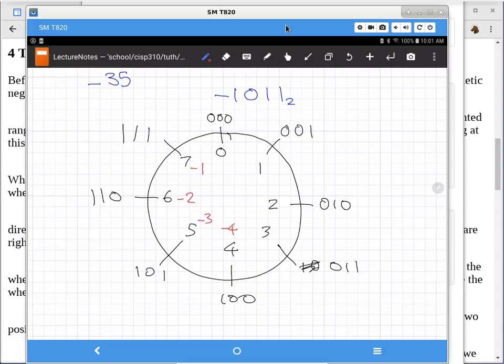But I'm going to stop here. The reason is that now I have an equal number of negative values and non-negative values. 0, 1, 2, 3 are non-negative. -1, -2, -3, and -4 are negative. So I'll assign half of the patterns to non-negative values and the other half to negative values. But instantly we have a problem. What is exactly 110? Is it 6 or is it -2? Which way is it? And the answer is, you don't need to know.